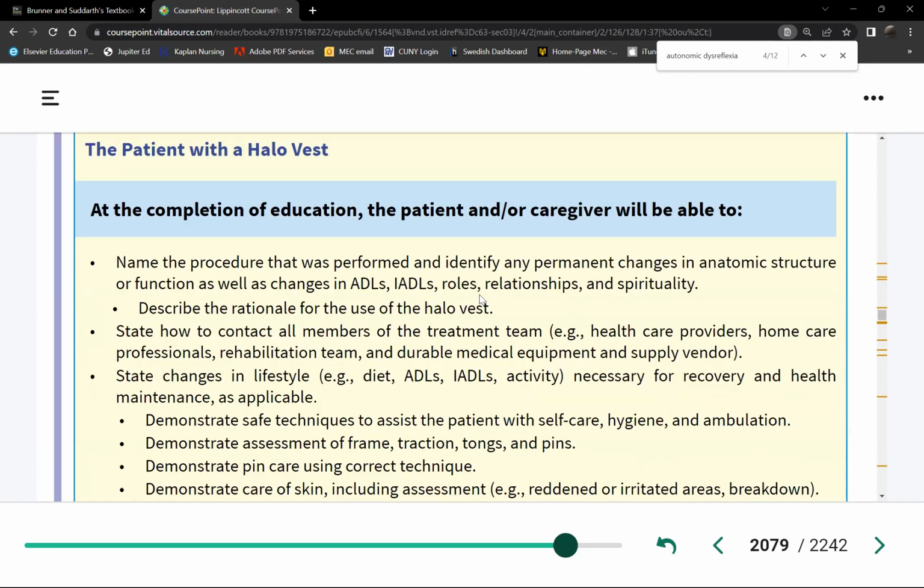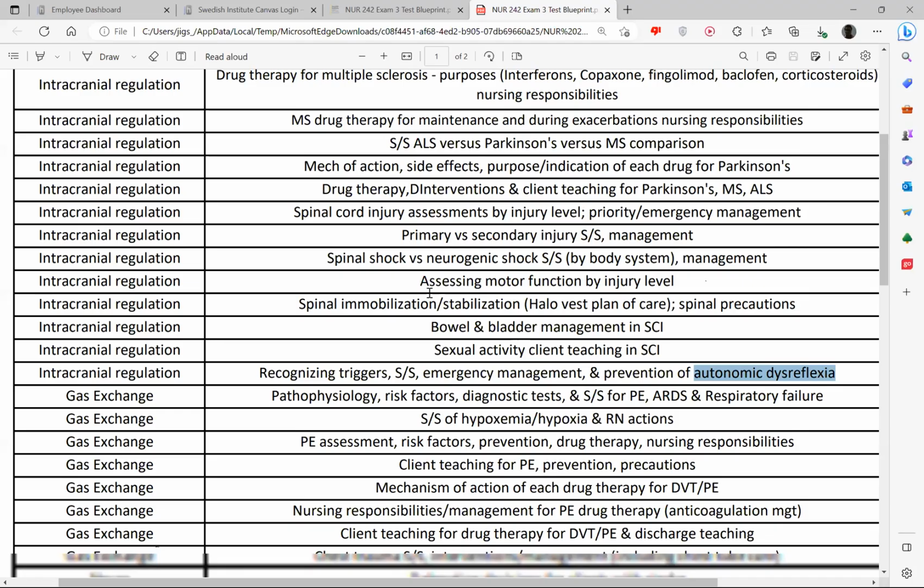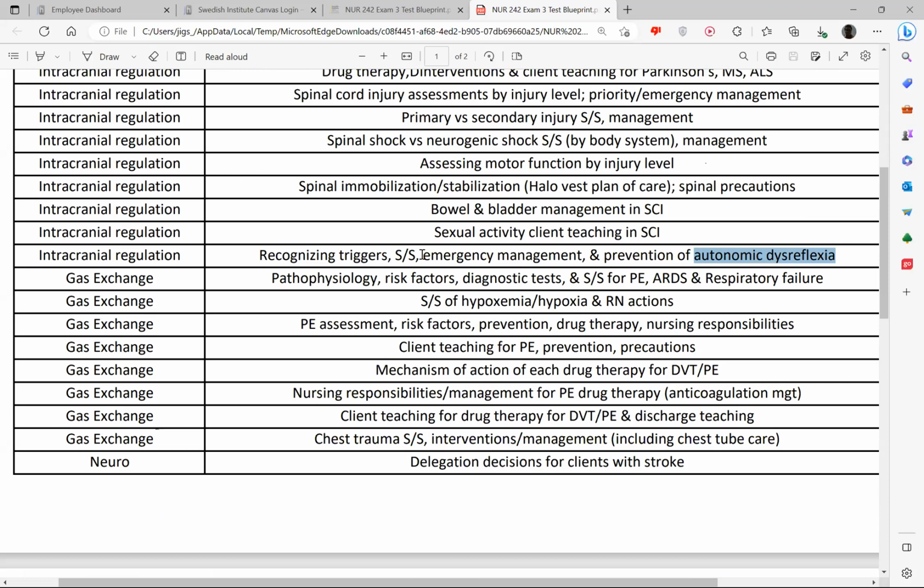And here's the halo vest we had earlier. On a break?